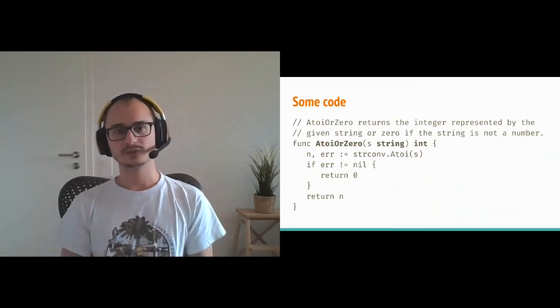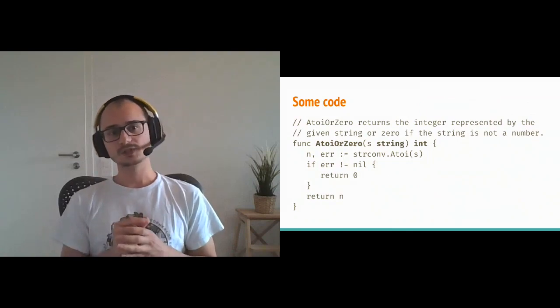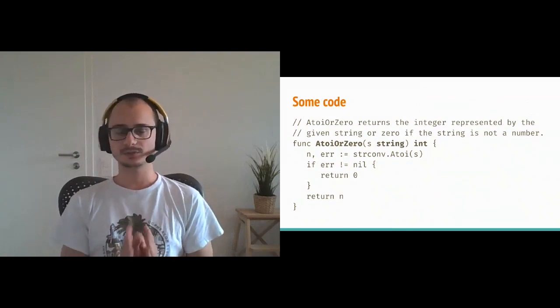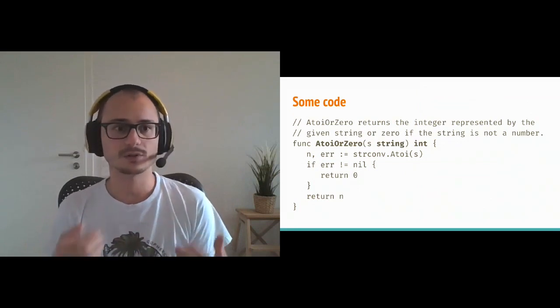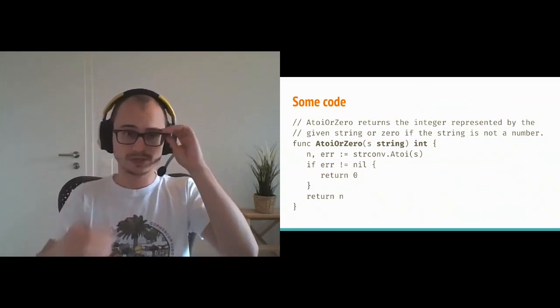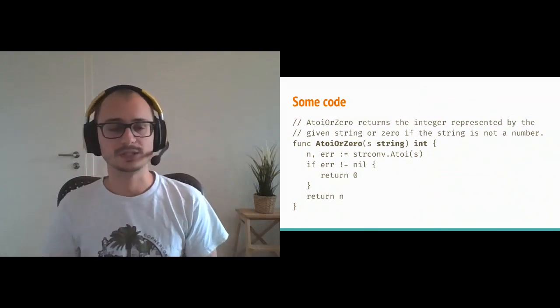This is a function that converts a given string to an integer, and if something goes wrong, it just drops anything that was returned and returns a 0. This is an exported function in a library. It's just used to absorb the error. So not hard, it's just 5 lines of code, should be easy.